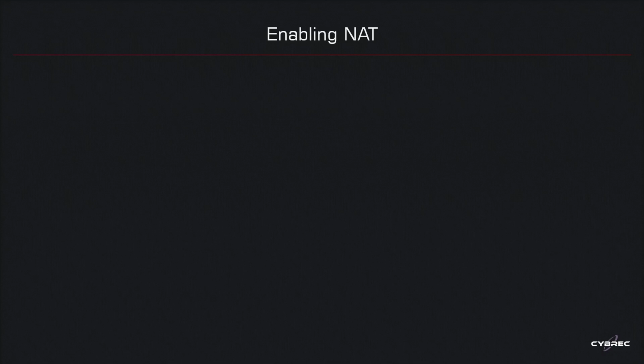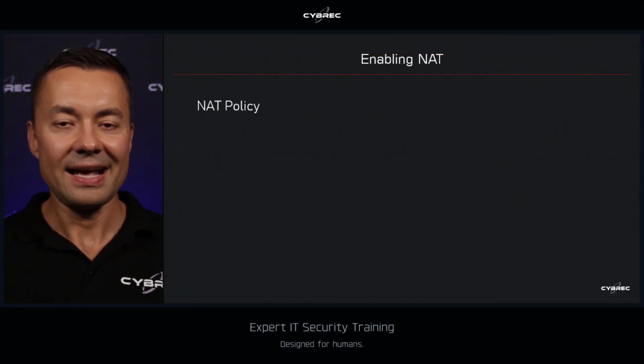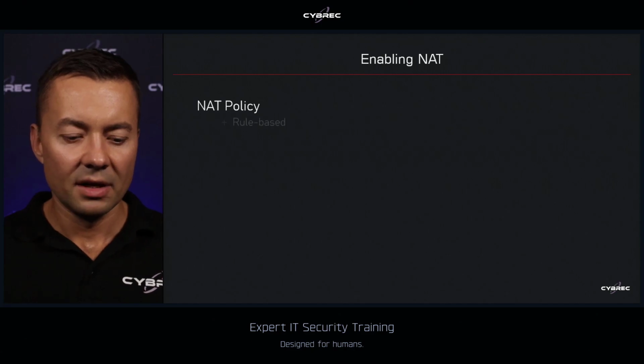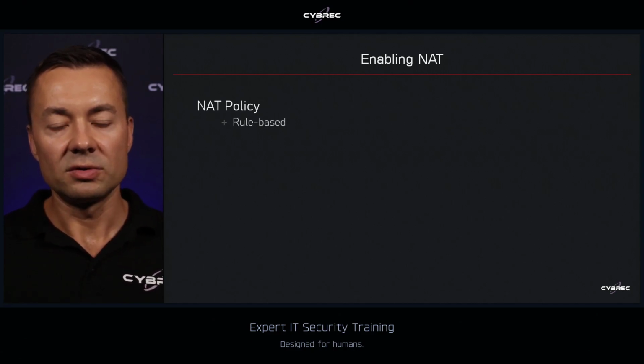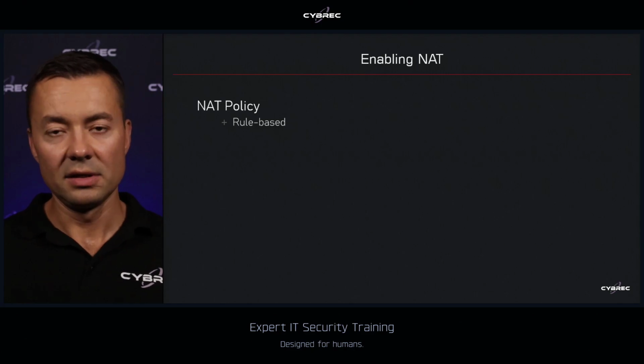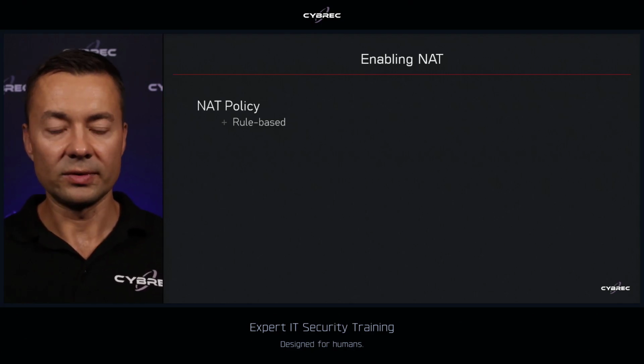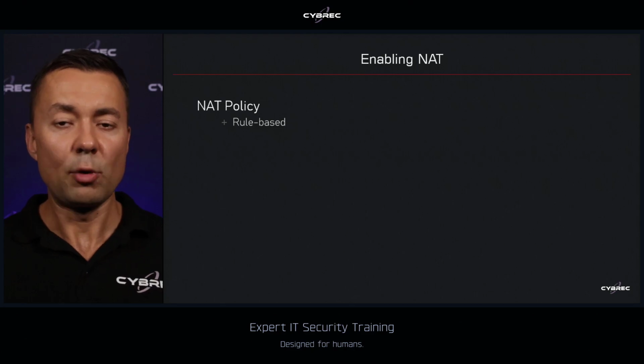One more thing I want to go over in this course is network address translation. Network address translation is something that is enabled through a NAT policy on PAN-OS. Of course, NAT is what you will use to change certain information within an IP packet. In most cases, it's going to be the IP address itself for the source or destination. It could be port number.